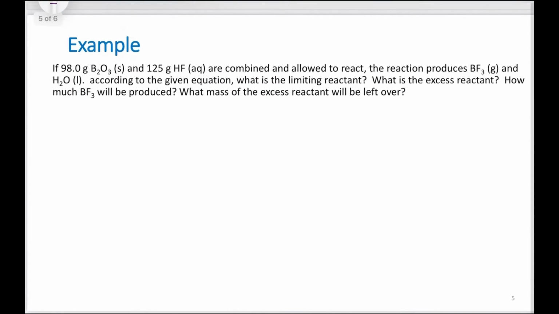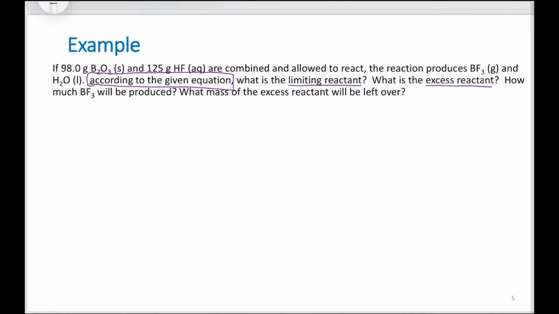So let's go ahead and work an example. If you have 98 grams of B2O3 and 125 grams of HF, you combine these and allow them to react. The reaction produces BF3 and H2O. According to the given equation, now I do admit I did delete the equation from here because we want to go through and practice putting this reaction together for you guys. What is the limiting reactant? What is the excess reactant?